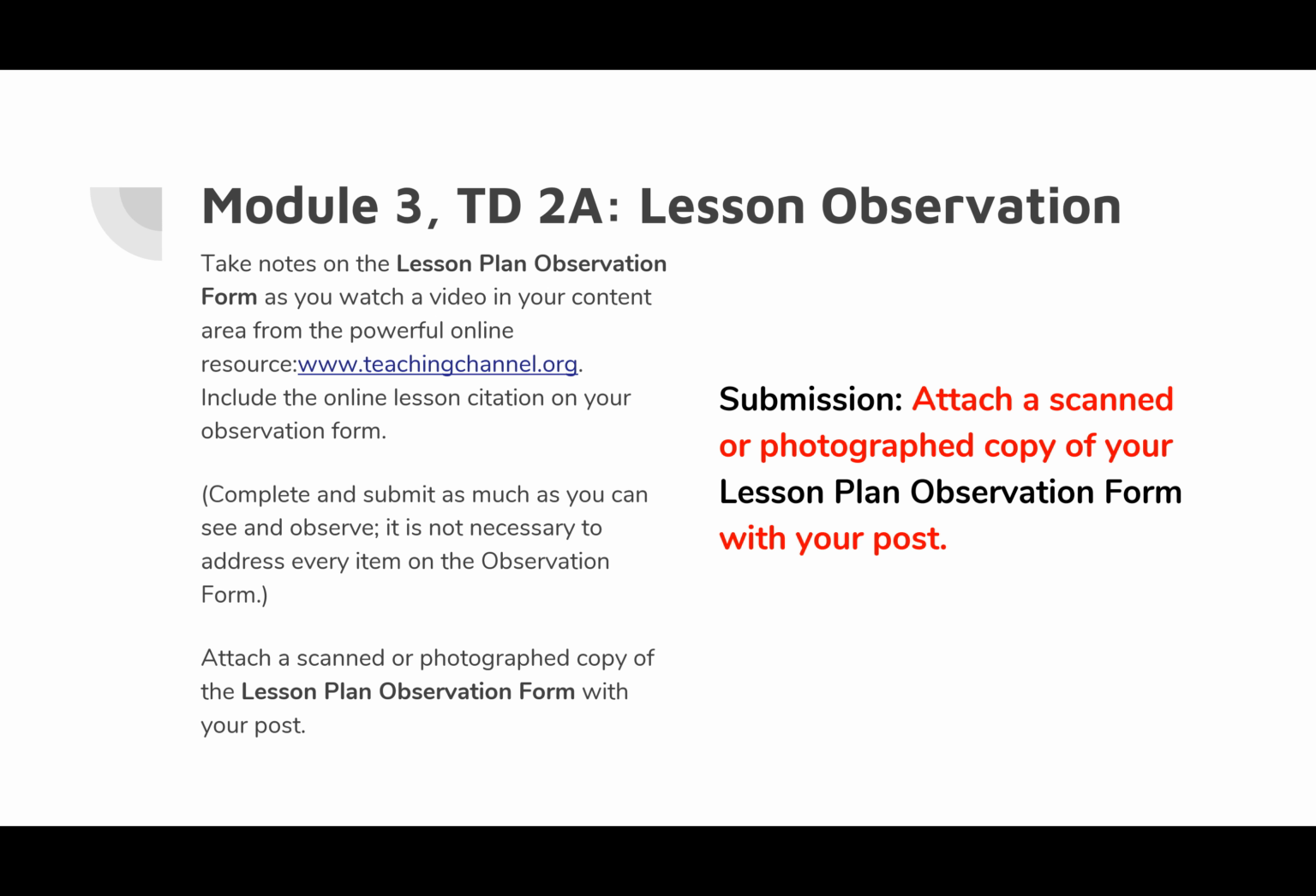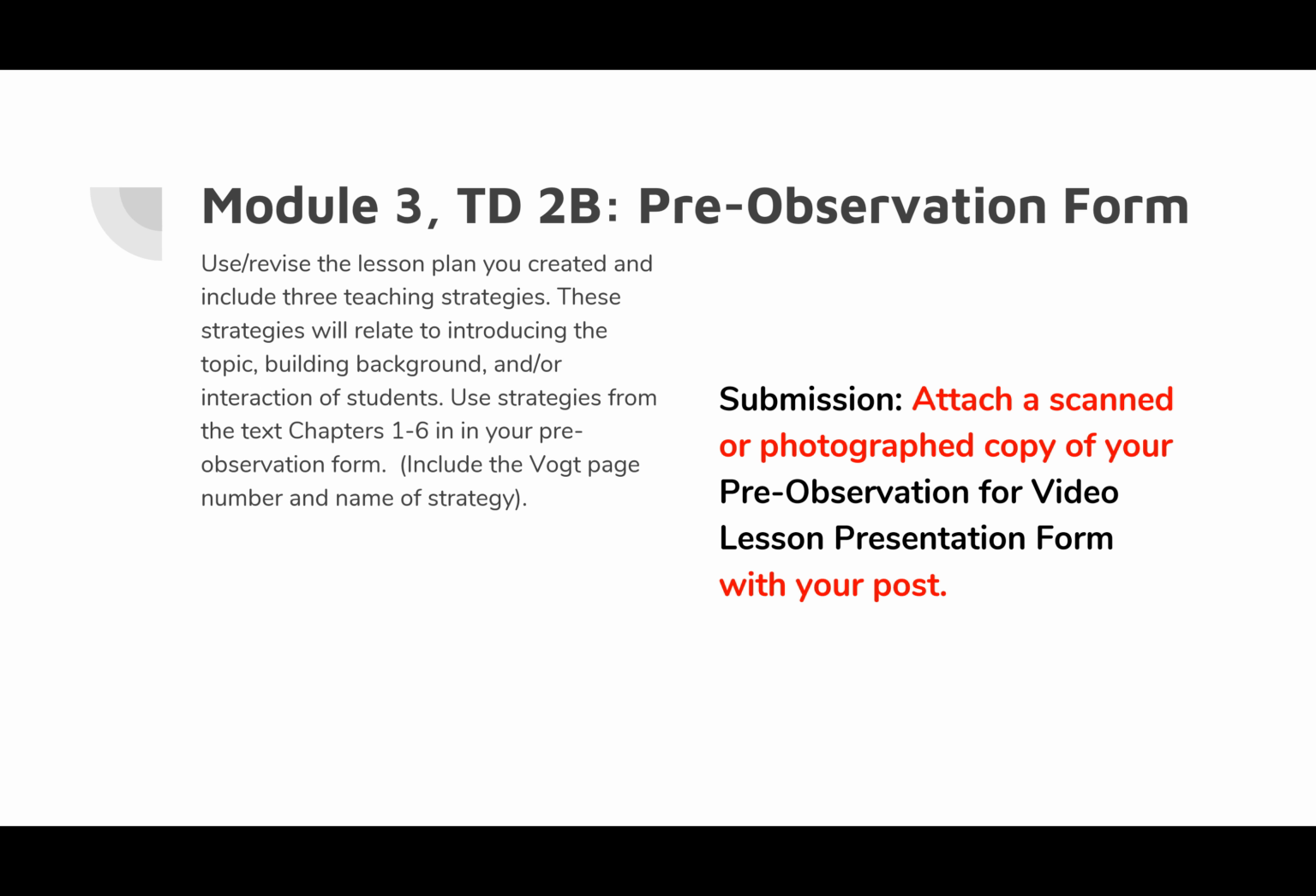Part B is actually the pre-observation form. And it says to revise the lesson plan you created and include 3 teaching strategies. These strategies will relate to introducing the topic, building background, and/or interaction of students. You're supposed to use strategies from the text from chapters 1 to 6 in your pre-observation form. So again, please attach a scanned or photographed copy of your pre-observation for video lesson presentation form with your post.